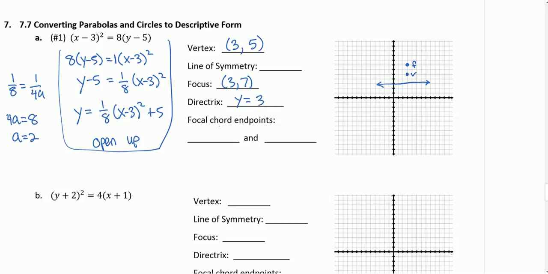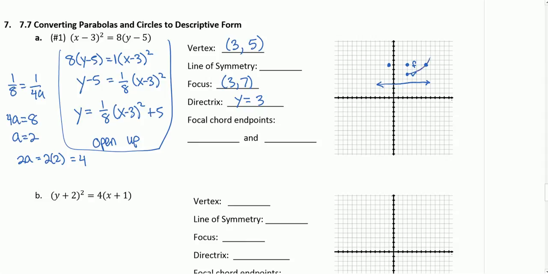And the focal chord endpoints line up with the focus, one on the right, one on the left in this case, and have a distance of 2a from the focus, which in this case is 2 times 2, or 4. So from the focus, I'm going to go right 4 and left 4 from the focus.